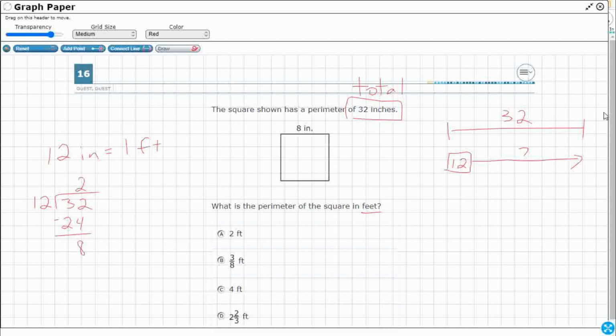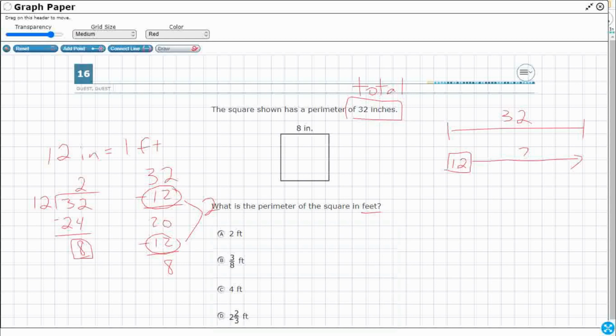Or some of you might have done this, right? You might have just done, you know what? You can actually do repeated subtraction here. So minus 12, that's going to get you 20, minus another 12, that's going to get you 8 left over. I've got 2 sets of 12. So it ends up being the same thing, but you can use repeated subtraction as another form of division, just like repeated addition can be another form of multiplication. But it's not just 2 feet. You've got these 8 inches left over.